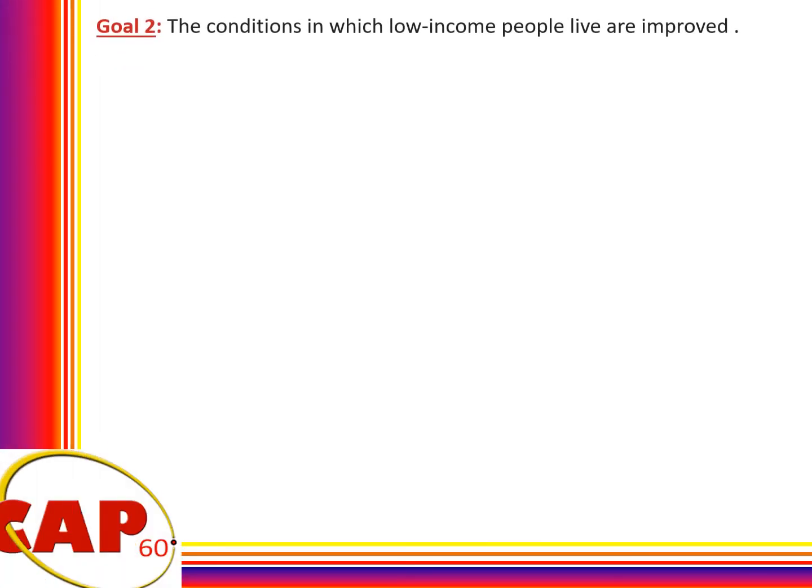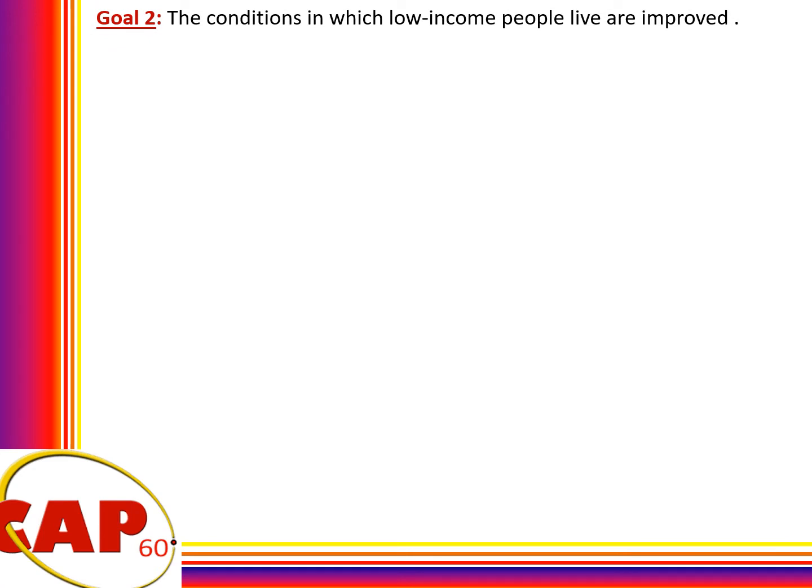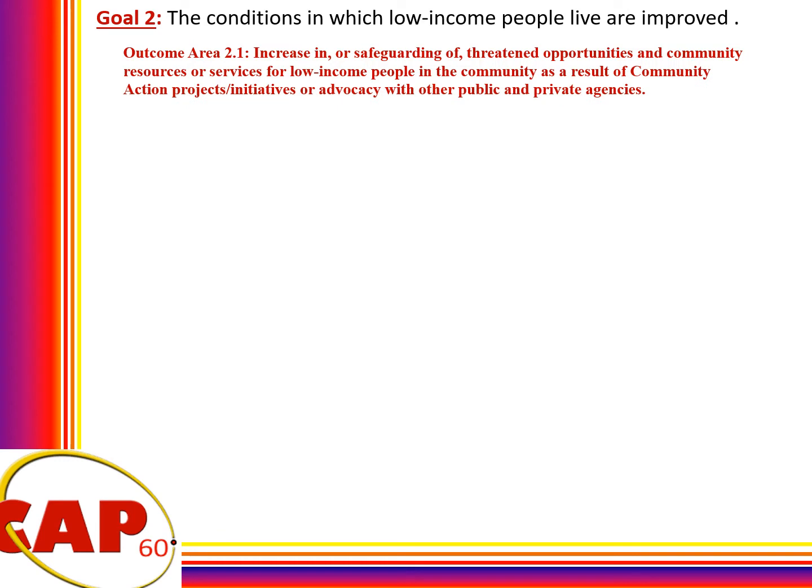It's time to break down Goal 2 further. The conditions in which low-income people live are improved. Let's start with Outcome Area 2.1. Increase in or safeguarding of threatened opportunities and community resources or services for low-income people in the community as a result of community action projects or initiatives or advocacy with other public and private agencies. Use these indicators if Help New Mexico programs have assisted your participants with any of the following.